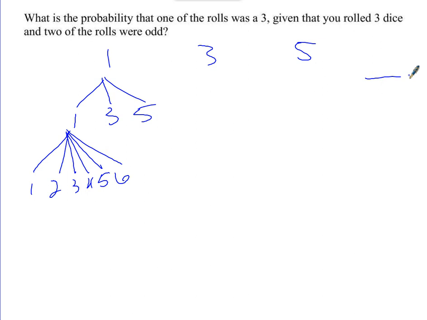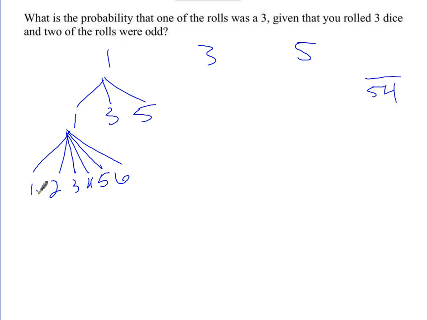It's not 27. There's 3 ways to roll that first die. There's 3 ways to roll that second die. There's 6 ways to roll that third die, which gives me a total of 54 ways to roll those 3 dice. If you don't believe me, count them up.